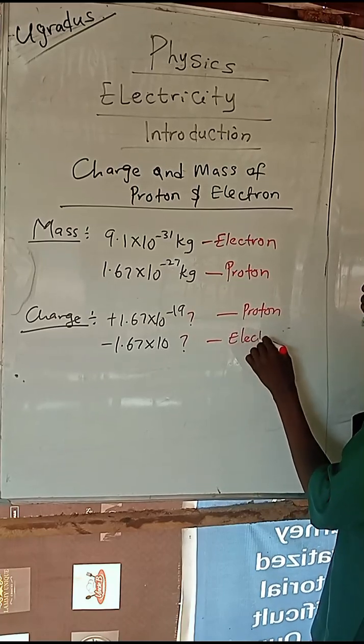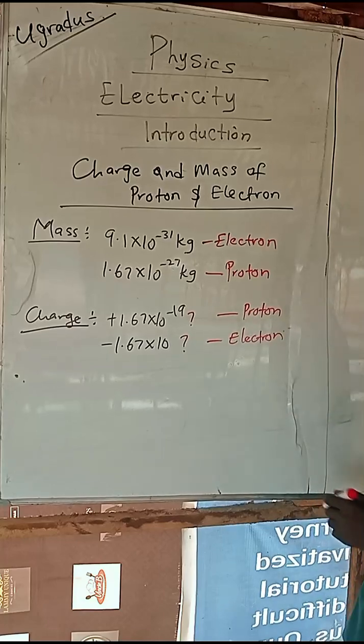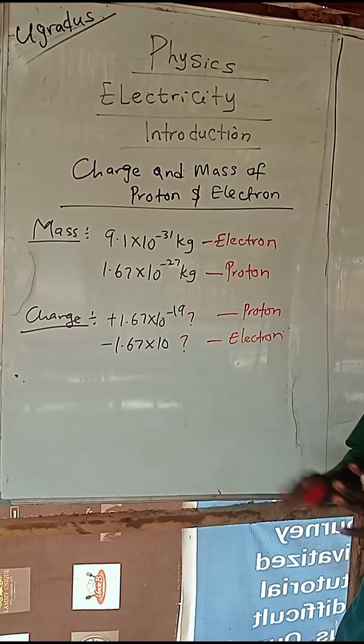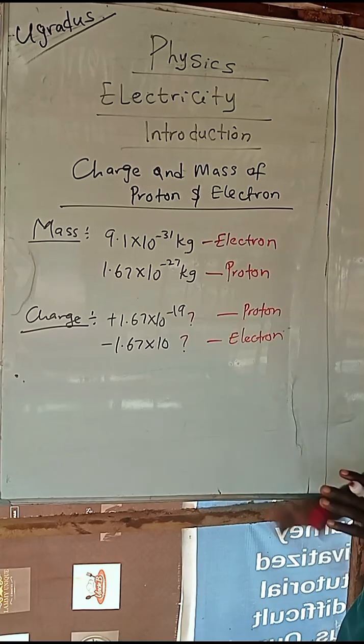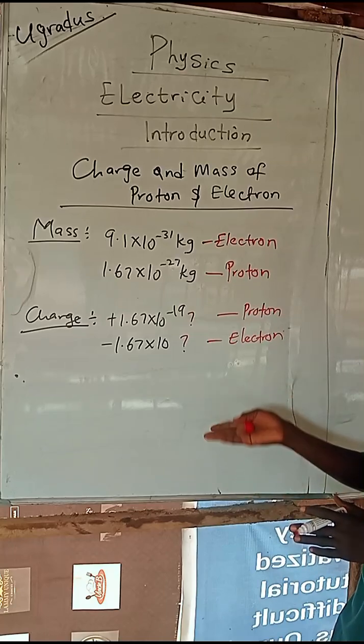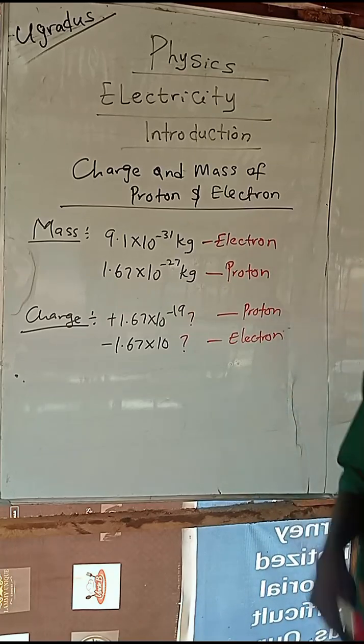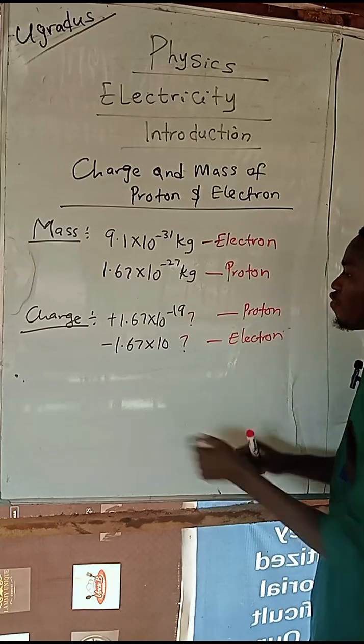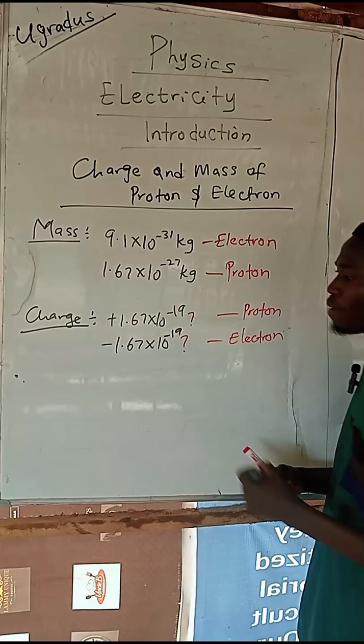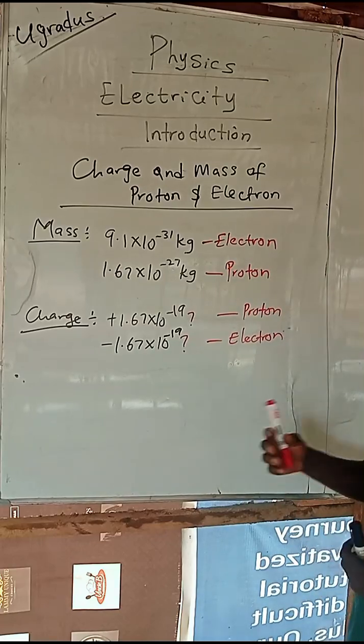But do you notice what I'm noticing? They are the same thing. That means the magnitude of the charge of proton and electron is the same. The only difference is that one is positive and one is negative. Sorry, I'm supposed to put the power of minus 19 here. They have the same power. They look alike. The only difference is just the plus and minus.